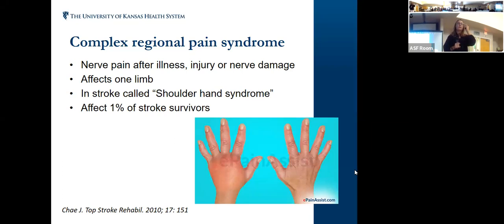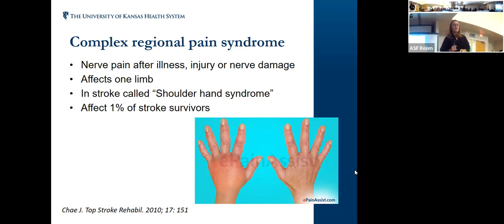It has a lot of weird names, but complex regional pain syndrome is the most common name. What it is, is nerve pain related to an illness or an injury or some sort of nerve damage. In the case of stroke, you have the stroke in your brain and probably some sensory changes and a little bit of weakness in a limb, and the brain, while it's healing and adapting from that, kind of revs up and gives you this intense pain instead. So it's like maladaptive brain recovery at a basic level. It's pretty rare though. It only affects maybe 1% of stroke survivors.